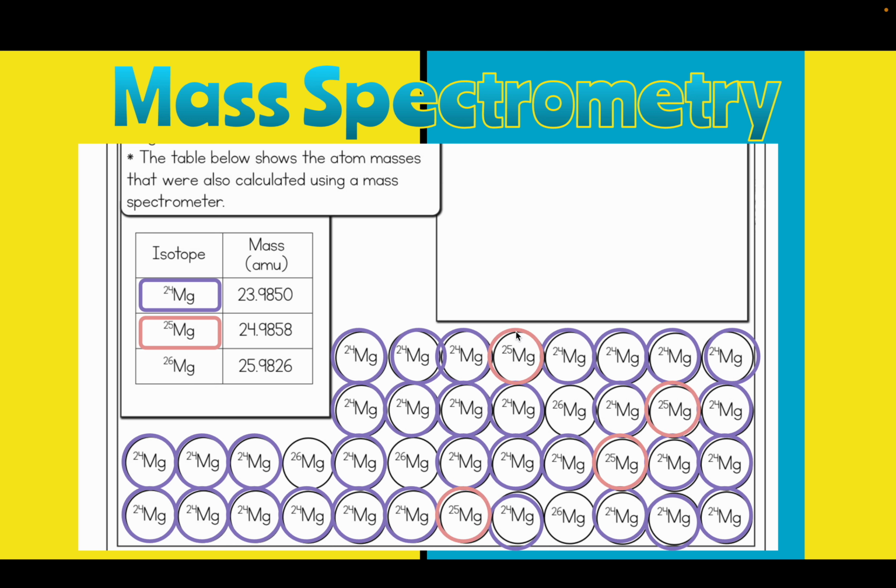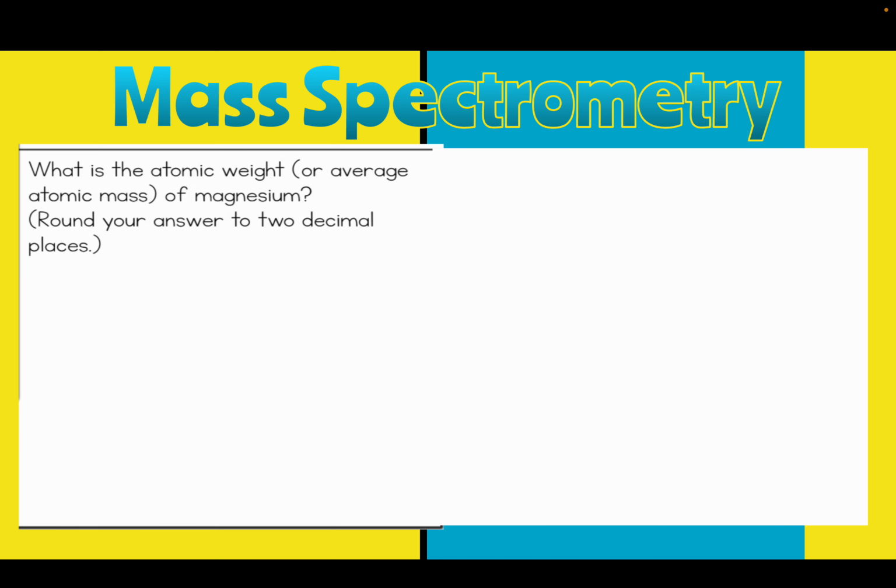There you go. You should have gotten all your magnesium 25 atoms, a much lower percentage, right? Closer to 10.17%. And now do the same thing for your magnesium 26 isotopes. Did you find them all? So again, a smaller abundance, smaller percentage, smaller peak of your magnesium 26 isotopes.